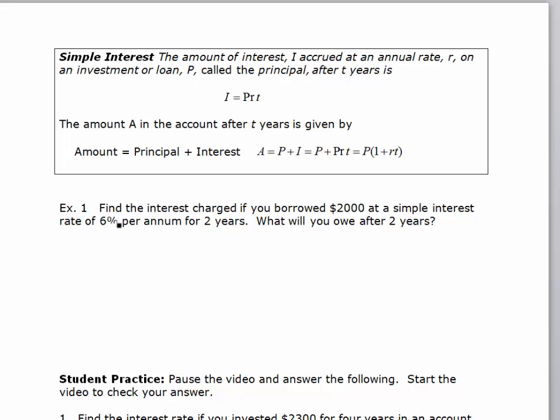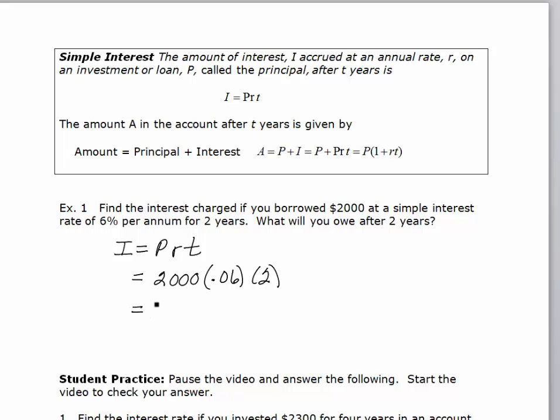Example 1. Find the interest charge if you borrowed $2,000 at a simple interest rate of 6% per annum for 2 years. What will you owe after 2 years? So the first thing we need to do is find the interest. And we know the interest equals the principal times rate times time. And the principal is $2,000. That's the amount we borrowed. The interest rate is 6% or 0.06 as a decimal. The time is 2.